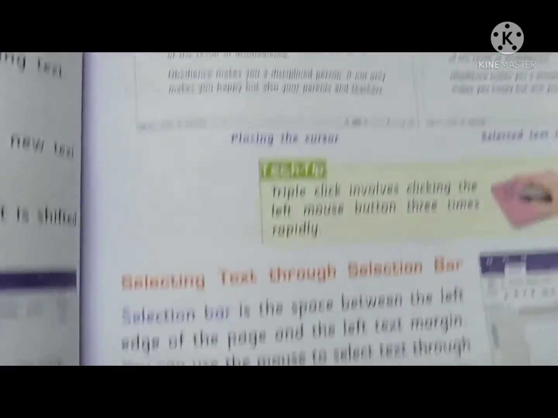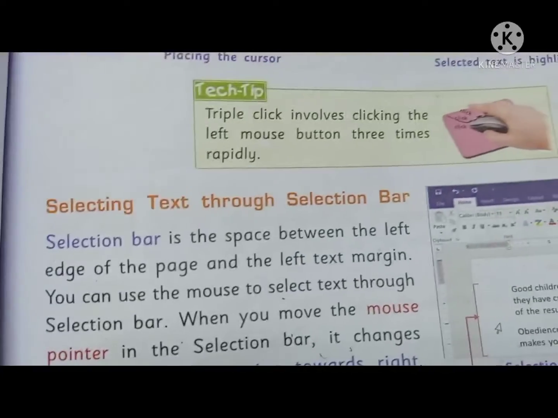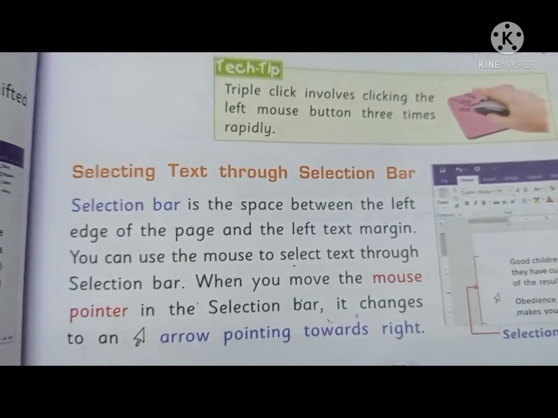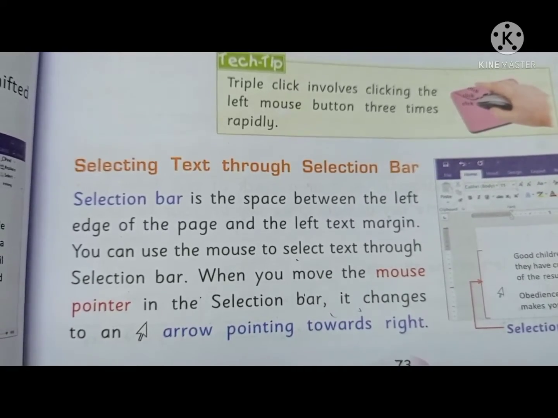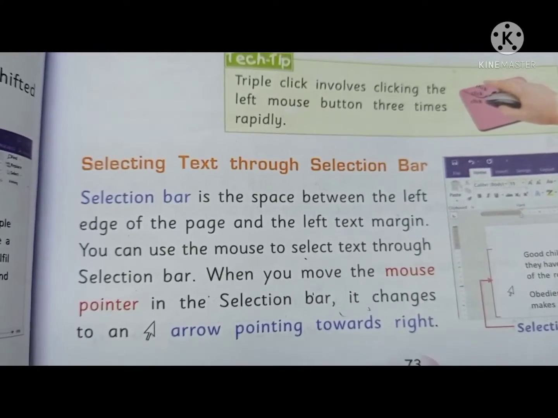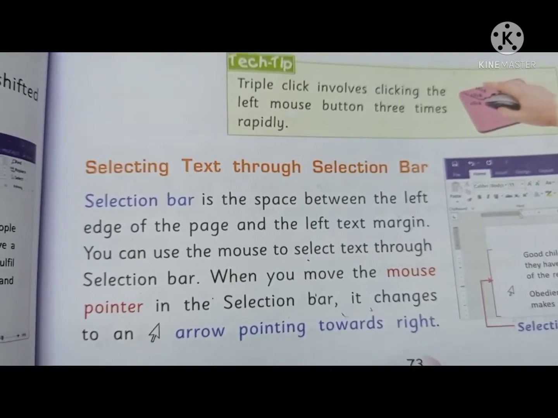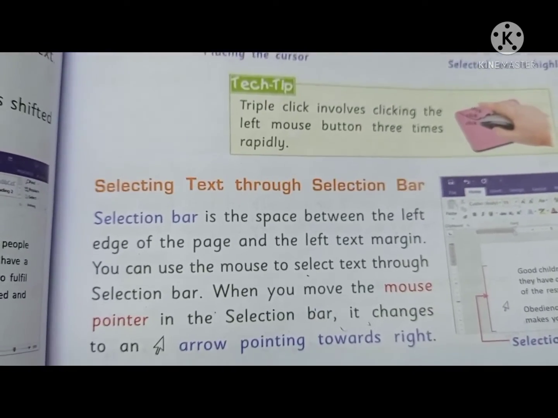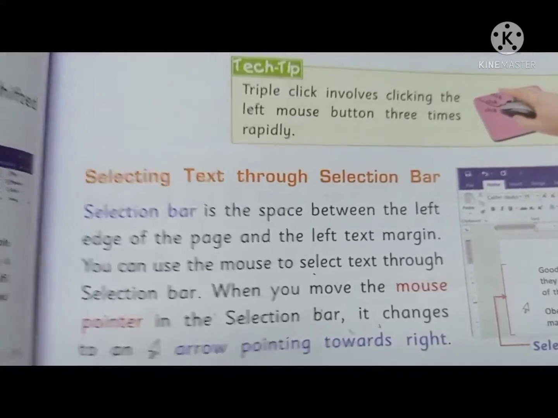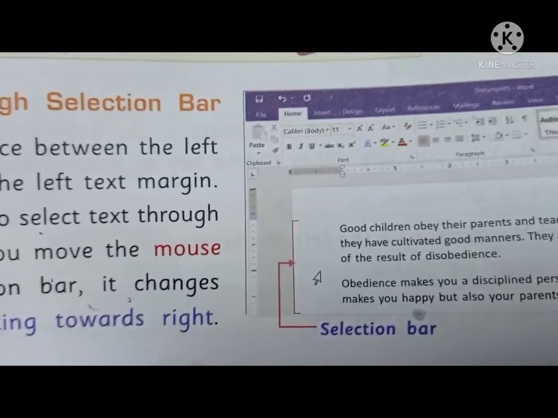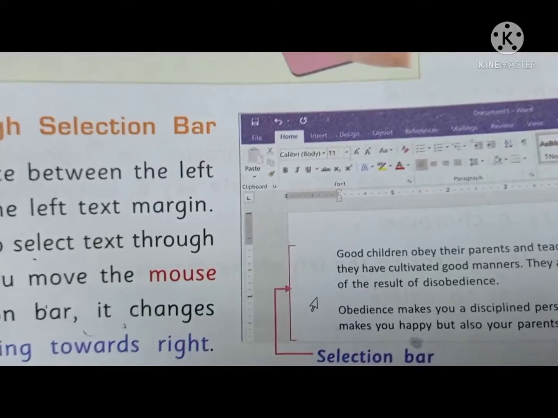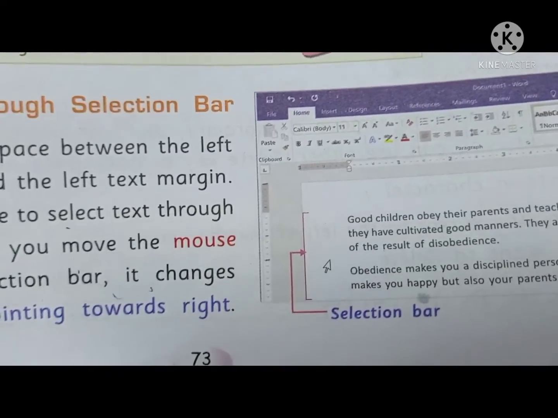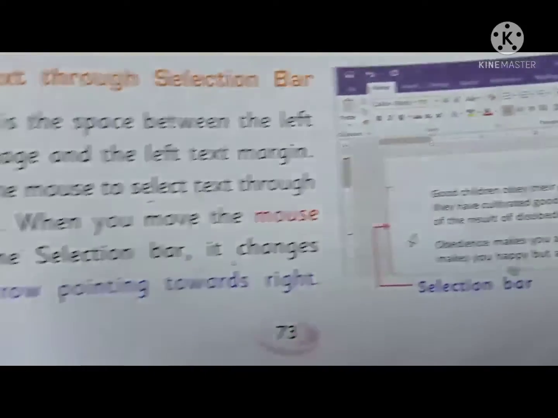Then the next one is selecting through the selection bar. If you want to select using the selection bar, in your Word there is a selection bar. The selection bar is a space. What is the selection bar? The selection bar is a space between the left edge of the page and the left text margin. Okay, here this is the selection bar. This is the space between the left edge of the page and the left text margin.